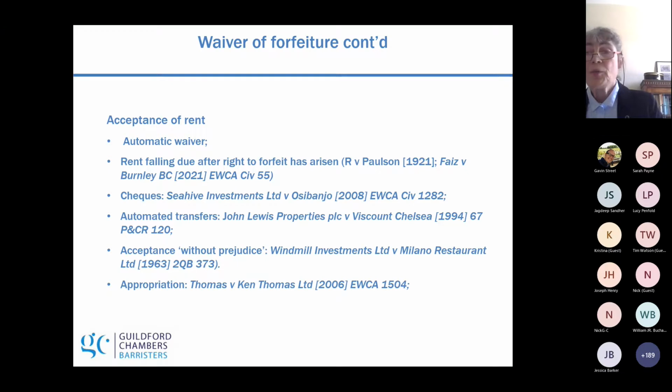Beware accepting rent without prejudice. In Wimble Investments Limited and Milano Restaurant Limited, there was an acceptance of rent expressly without prejudice to the tenant's breach of covenant against parting with possession, but that was held to be a waiver. The court held that once it was decided as a fact that money was tendered and accepted as rent, the question of its consequences as waiver was a matter of law.